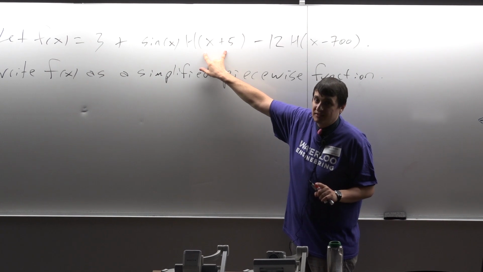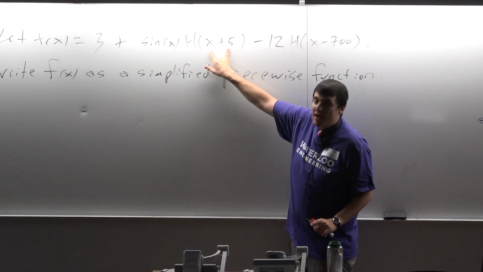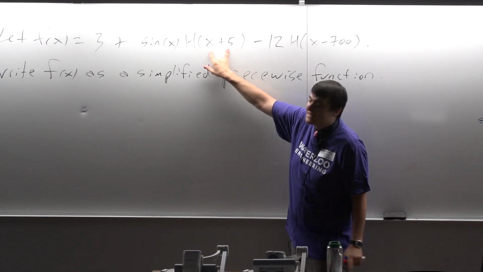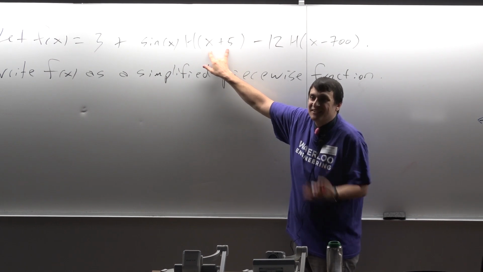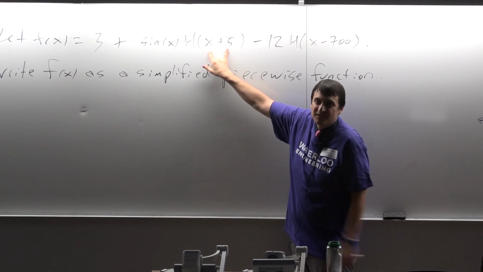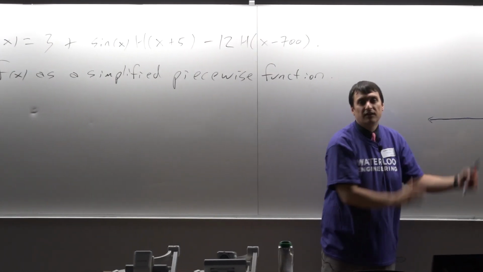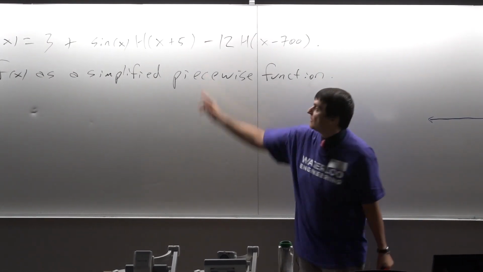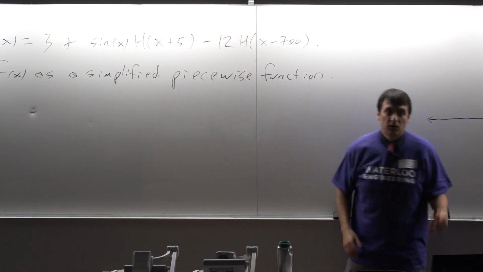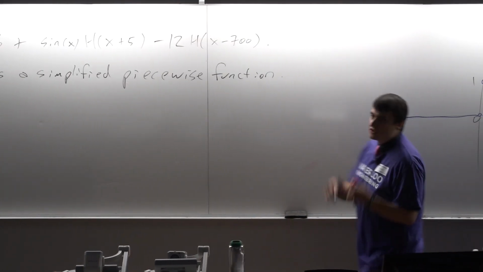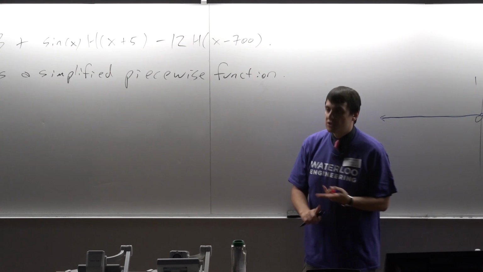Not 5, negative 5. Mathematicians would prefer to see x minus negative 5. It's easier to understand in the context of Heaviside functions. You write x plus 5, but really it's x minus negative 5. The negative 5 is the 0 of that function, so that's where the transition occurs. So there's a transition at negative 5, and there's a transition at 700.